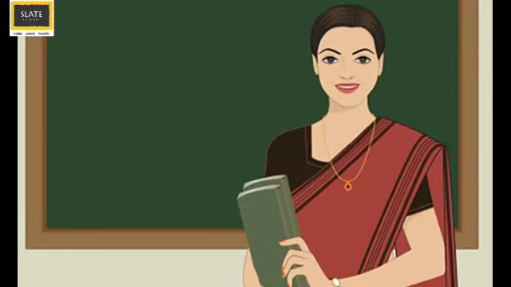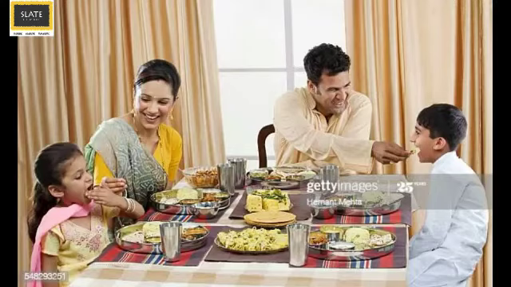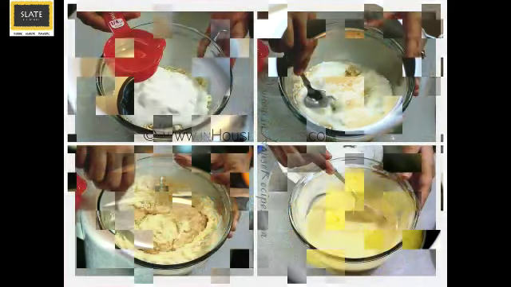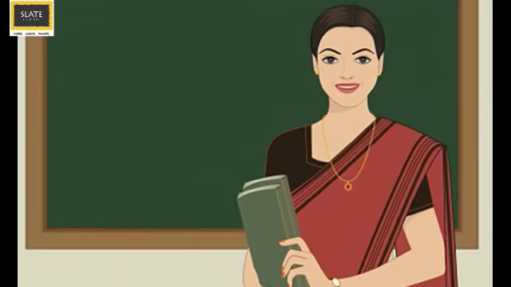The last food item is dhokla. Now dhokla is originally a Gujarati cuisine, but now it is liked by people throughout India. The process of cooking dhokla involves steaming a batter of besan or gram flour, and it is sauteed with other condiments. So Slaters, with this we end our textbook exercise of this lesson.